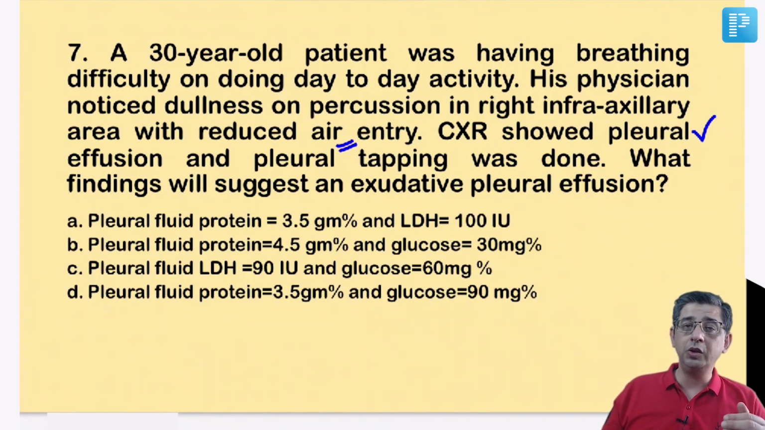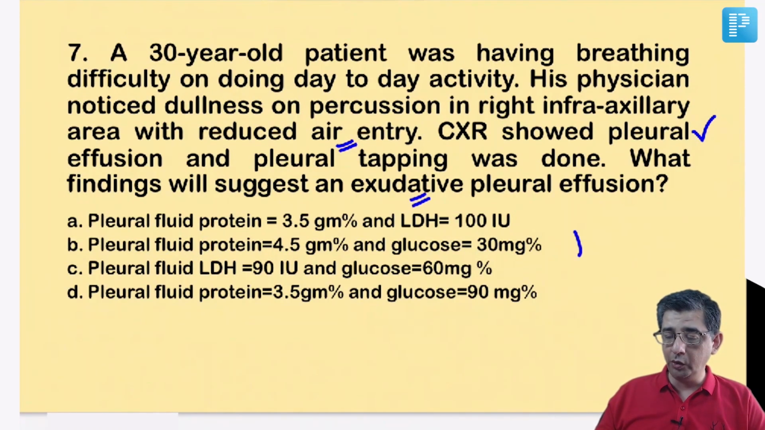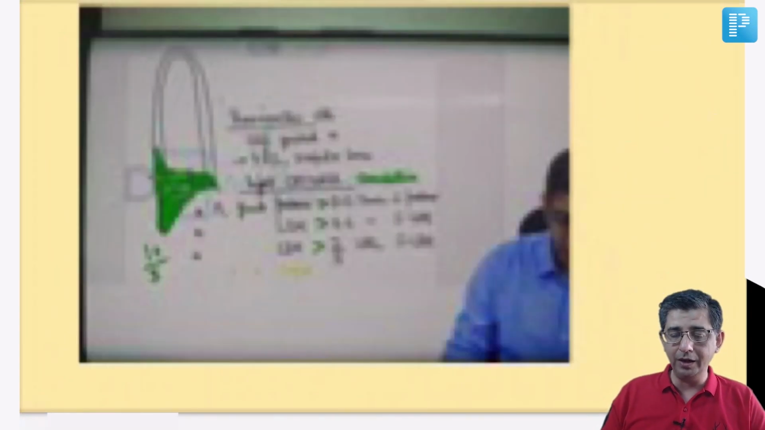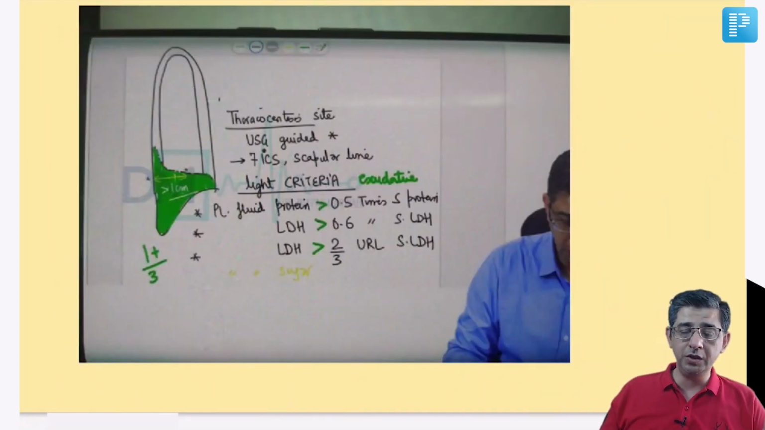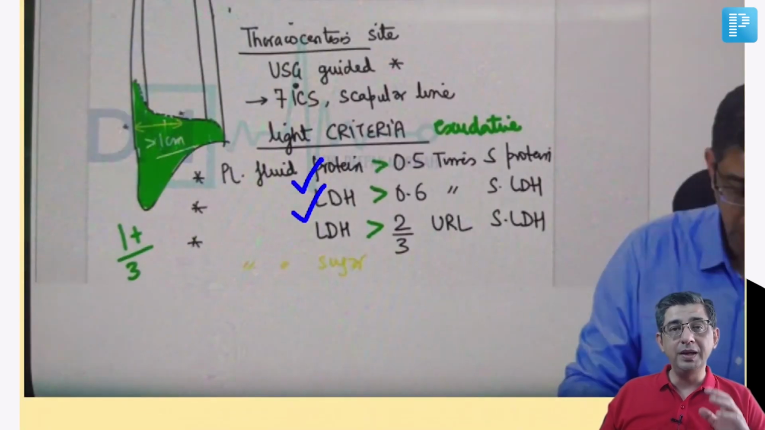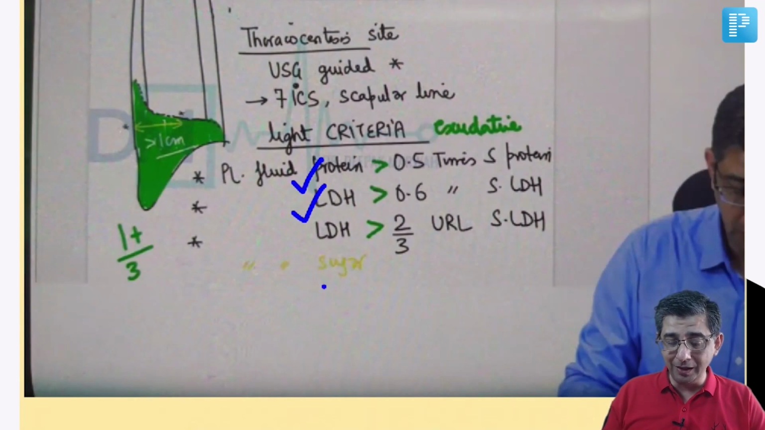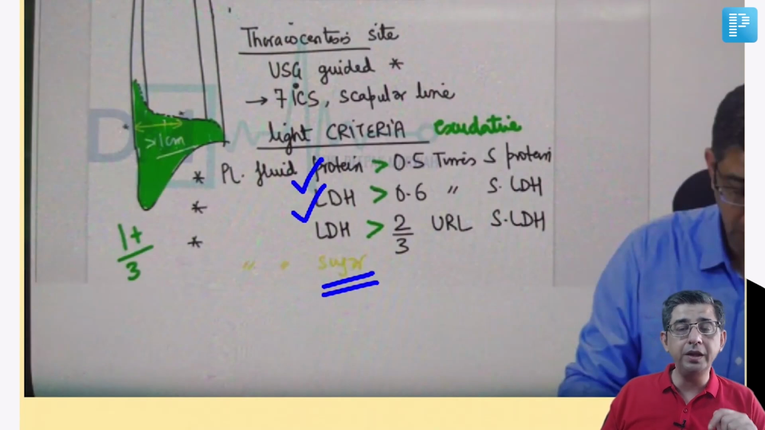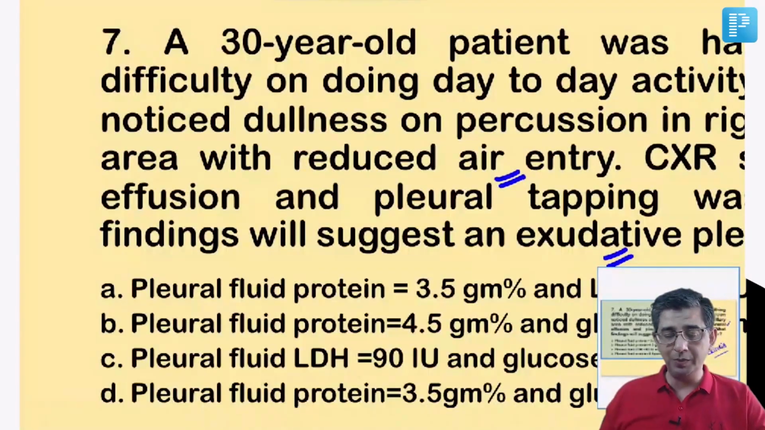The question mentioned that thoracocentesis of the patient was done. Which of the following findings will suggest it is an exudative pleural effusion? What you had to do in this question is deploy the Lights criteria per se. And now I'll just show you the snapshot of the Lights criteria that I've discussed. The two components of the Lights criteria are protein and LDH. Please remember, and I've used a separate color to highlight that, sugar is not a component of the Lights criteria. Based on this information, we go back to the options present in this case.